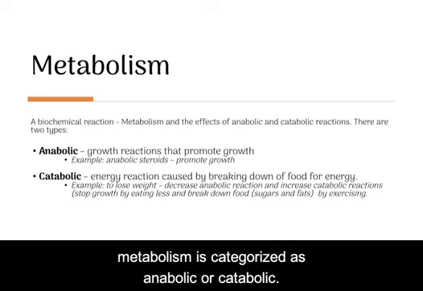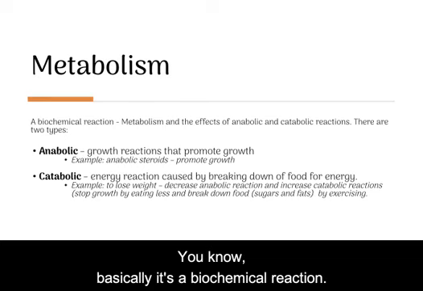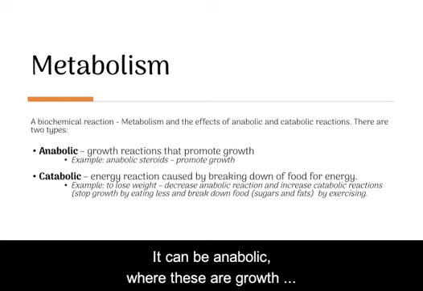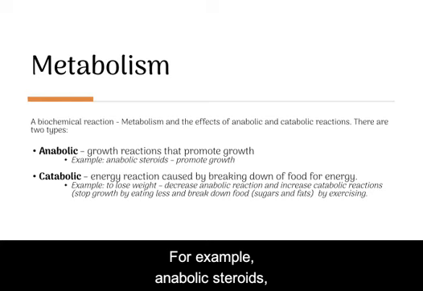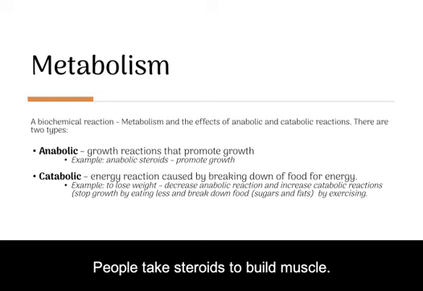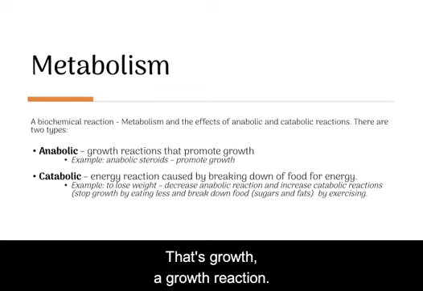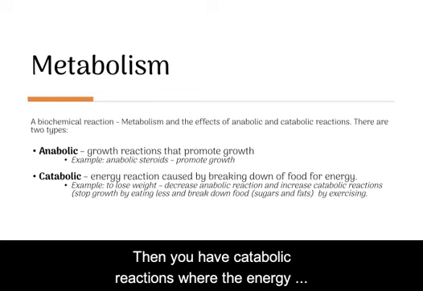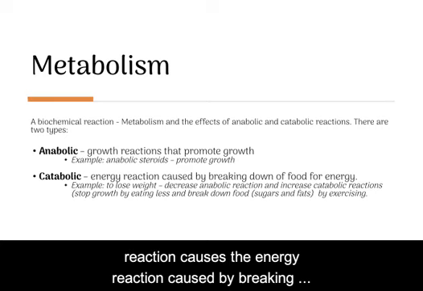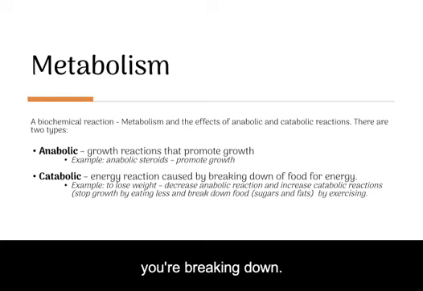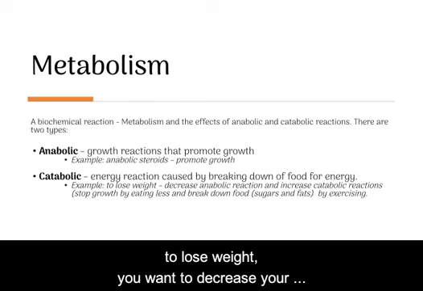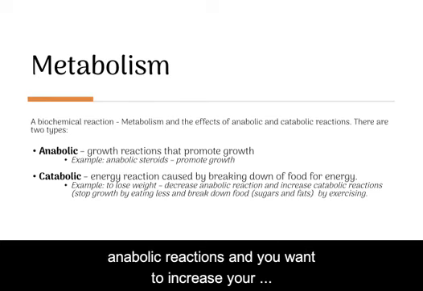Metabolism is categorized as anabolic or catabolic. Basically it's a biochemical reaction. It can be anabolic, where these are growth reactions that promote growth. For example, anabolic steroids, right? They promote growth. People take steroids to build muscle. That's a growth reaction. Then you have catabolic reactions, the energy reaction caused by breaking down food for energy. That's catabolic. You're breaking down. So, for example, to lose weight, you want to decrease your anabolic reactions and increase your catabolic reactions.